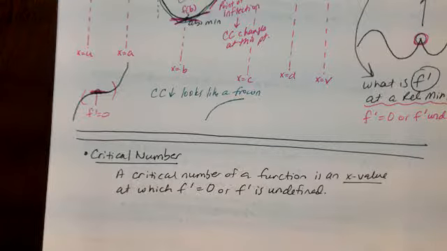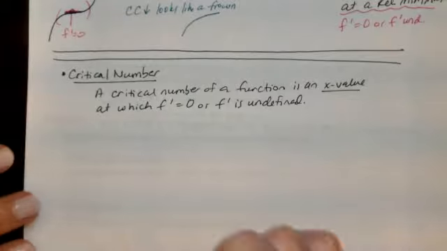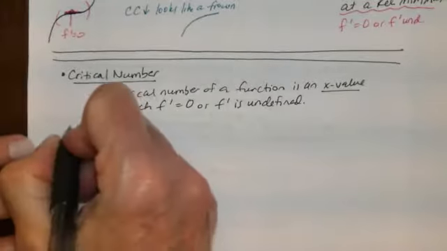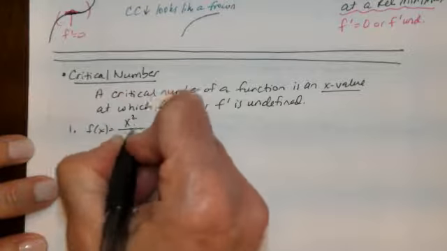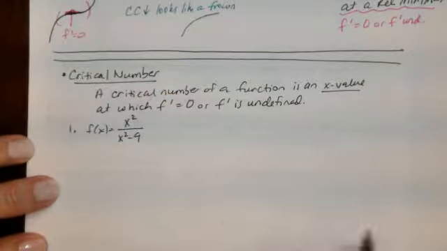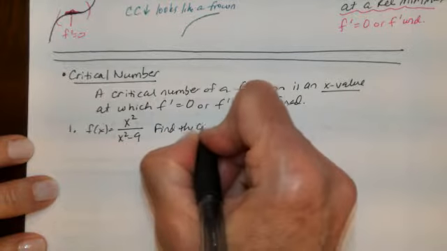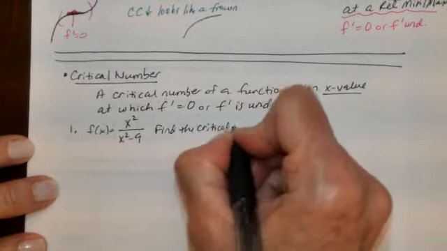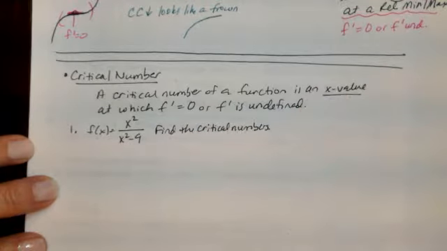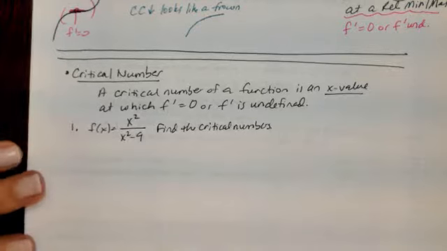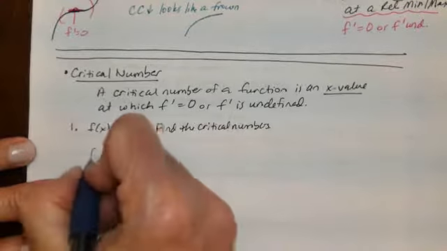And there will be times when you're asked to find the critical numbers. All right, so let's look at an example. Let's look at example 1 here. F of x is x squared over x squared minus 9. And the directions say find the critical numbers. Okay? So, to find critical numbers, we take the derivative and set it equal to 0 and see where it's undefined. So let's take the derivative.